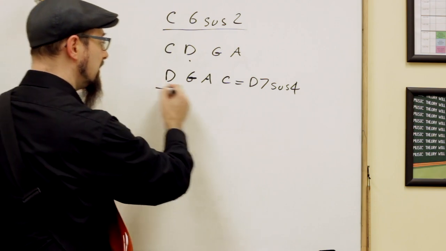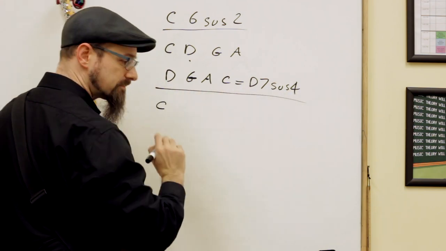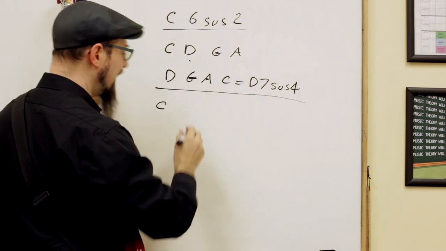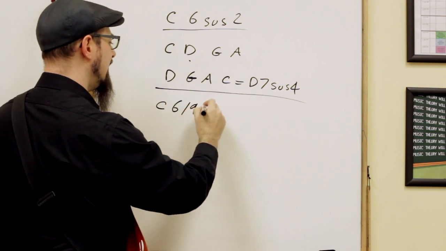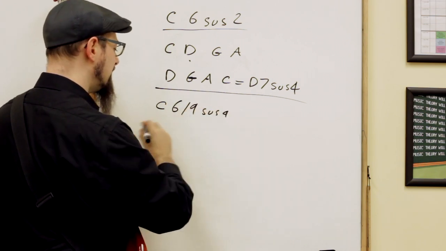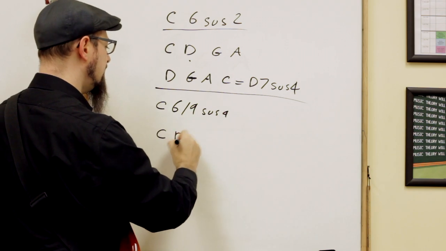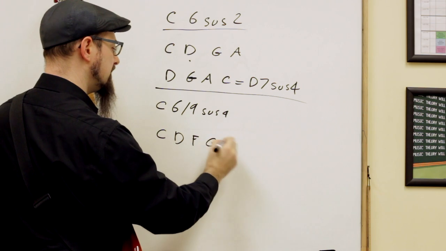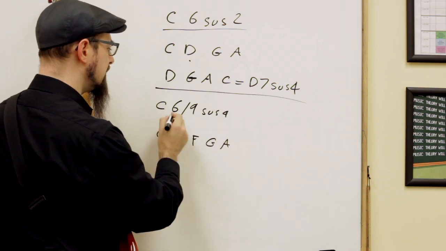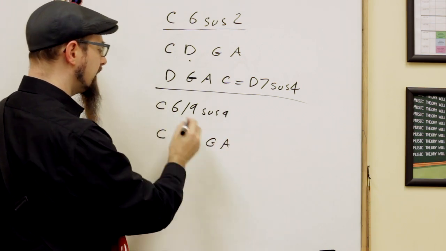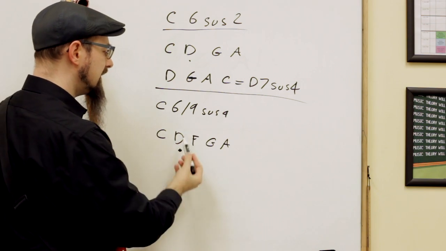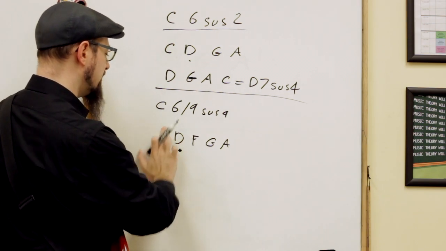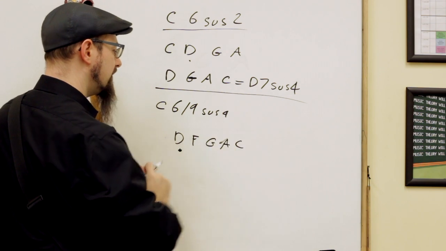As for the other chord you mentioned, which is the C6/9sus4, those would have the notes C, D, which is the 9th, F, which is the sus4, G, which is the 5th, and A, which is the 6th. Again, respell it from D. This is D, F, G, A, C. Let me just do this. D, F, G, A, C.